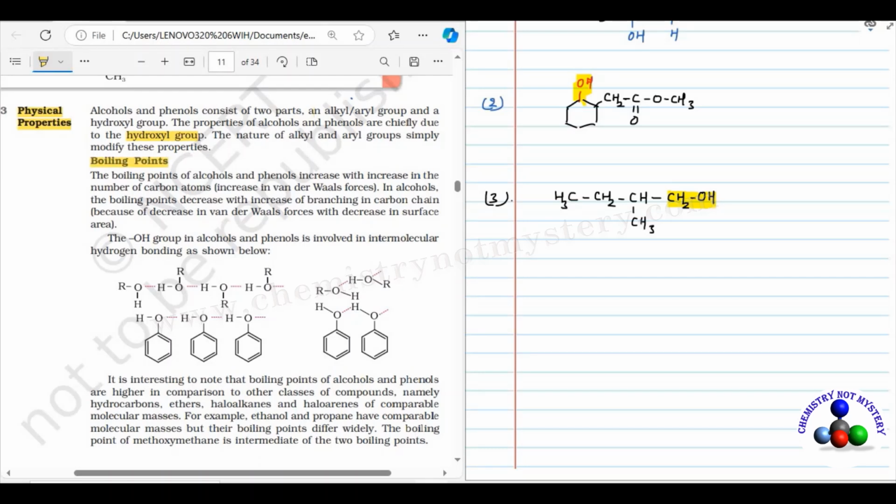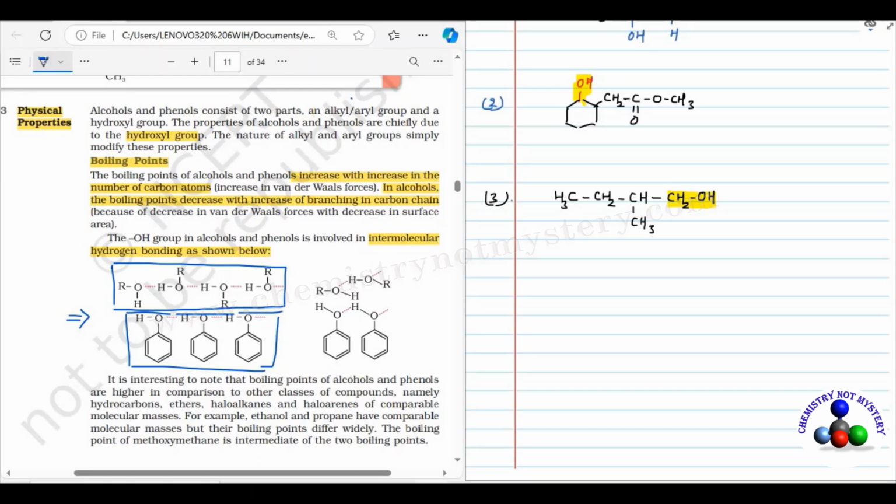First property is the boiling points. The boiling points of alcohol and phenol increase with increase in the number of carbon atoms due to the increase in van der Waals forces. In alcohols, the boiling point decreases with increase in branching in the carbon chain because of decrease in van der Waals forces with decrease in surface area. The OH group in alcohol and phenol is involved in intermolecular hydrogen bonding as shown below. So here you can see this is the intermolecular hydrogen bonding in alcohol, and here there is intermolecular hydrogen bonding shown in case of phenol.